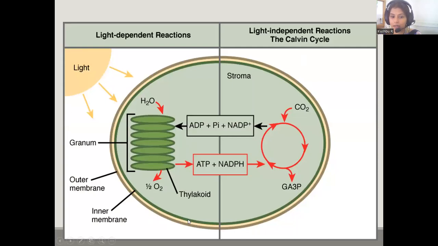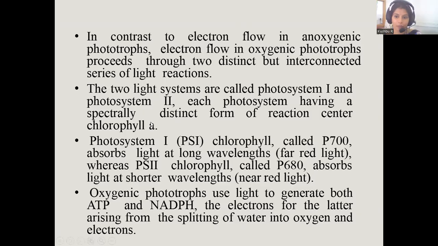To understand it in more detail, in the light independent reaction the products are ADP and NADP plus. In the light dependent reaction, which happens in the grana of the chloroplast, water molecules are involved, and here we are going to get the byproducts ATP plus NADPH. The light independent reaction happens in the stroma, and the light dependent reaction happens in the grana of the chloroplast.